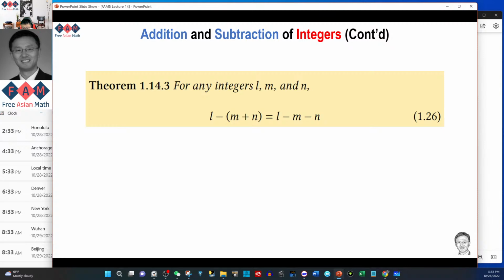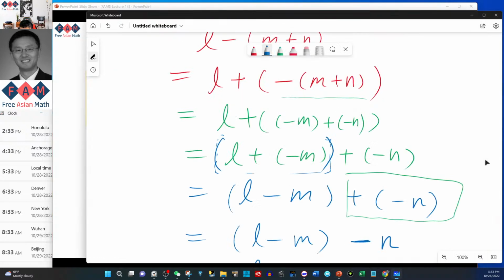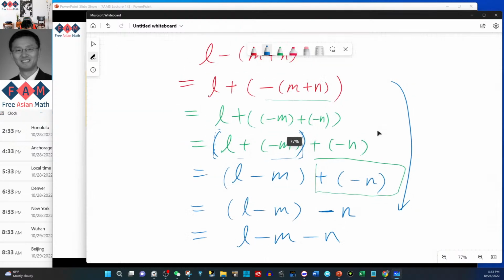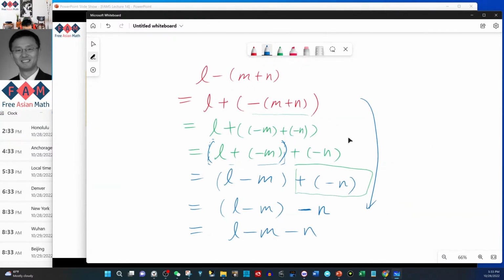Why is this equation 1.26 true? We went through a process like this. One step at a time, but each step must be rigorously reasoned. These are the steps it takes to prove this one. So you can see it's not that trivial at all, because for each step we need to explain why this is true. You can never ever say, I think this is true.